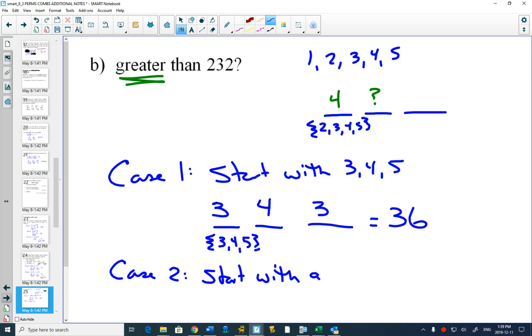I'm going to start with a 2. Then, because I want it bigger than 232, I'm going to have a problem if I pick a 3. Sometimes things work, sometimes things don't. So again, in order to guarantee that it works, after my 2, I'm going to put a 4 or 5 next. I'm going to count my numbers in the 240s and 250s. Then there's going to be no problem with what I pick as my last number.